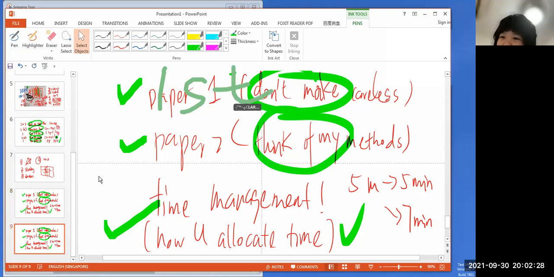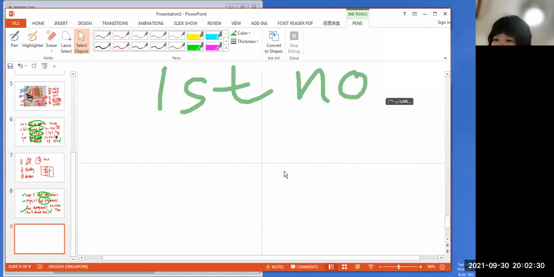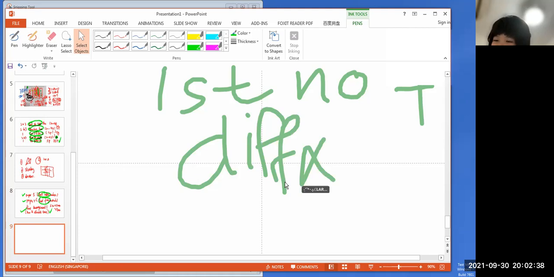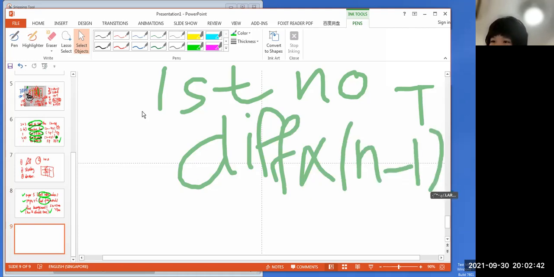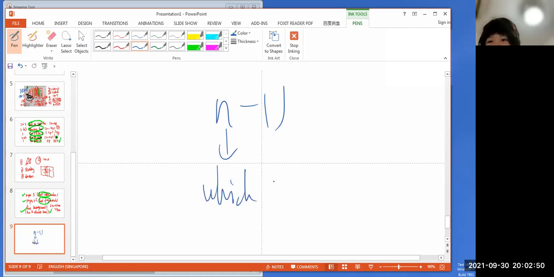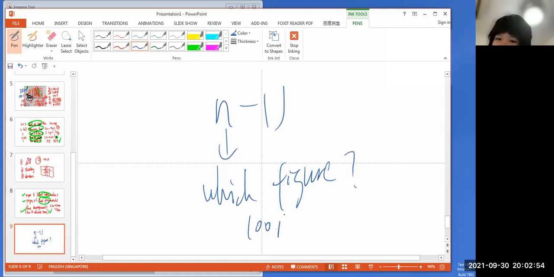Number pattern formula is: first number plus the difference times (n minus 1). Correct. The n is the which figure. So let's say it's the 100th figure, you just put 100. Then it's 100 minus 1.